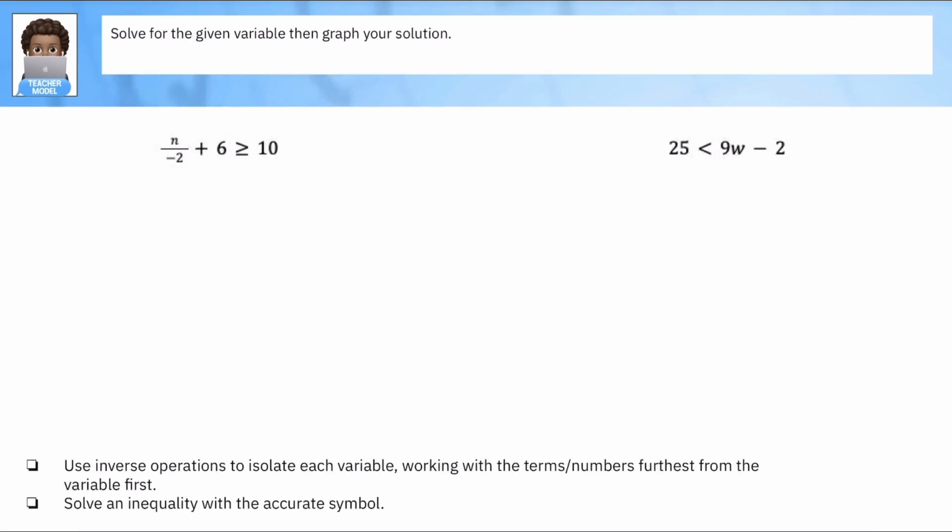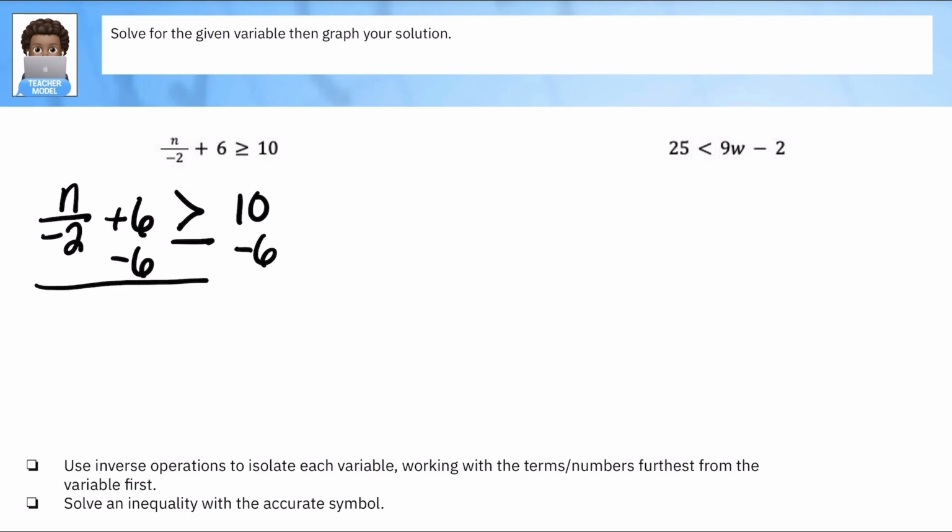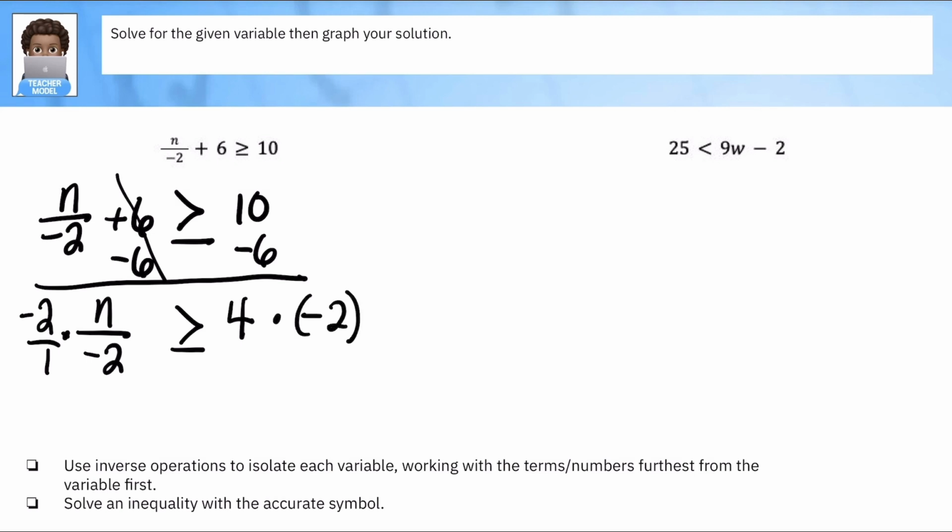All right, we're going to try these last two. I'm going to go a little bit more quickly. Actually, I like writing in black. So a number divided by -2 plus 6 is greater than or equal to 10. I'm going to eliminate that constant first by creating a zero pair. So a number divided by -2 is greater or equal to 4. The inverse of dividing by -2 is multiplying by -2. So again, because I'm multiplying by negatives on both sides, we are going to flip this sign.